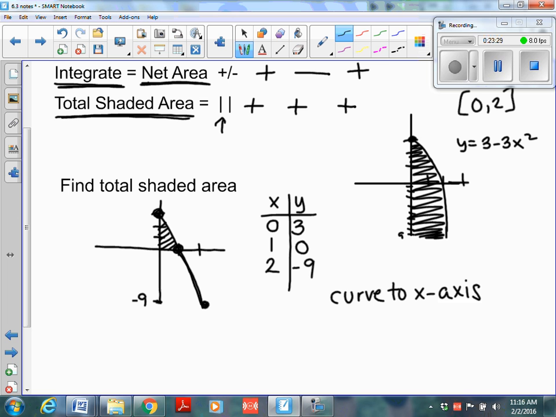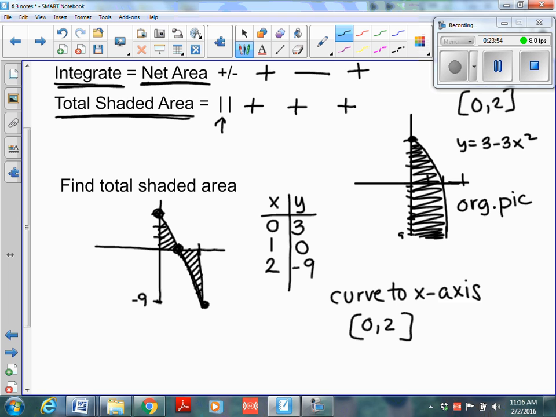Here's the curve, and I'm going from 0 to 2. Do you notice that this is the rest of the area? Curve to the x-axis. And remember what we're integrating from. We're integrating from 0 to 2. And that's why I stopped it there. But do you know the original picture? This is the original picture.